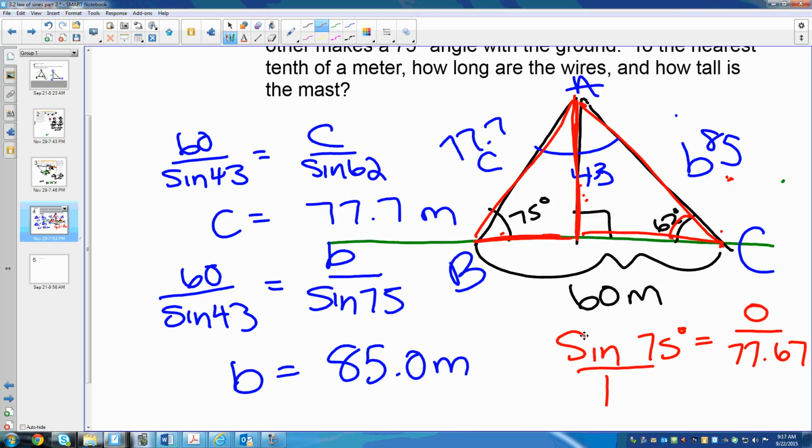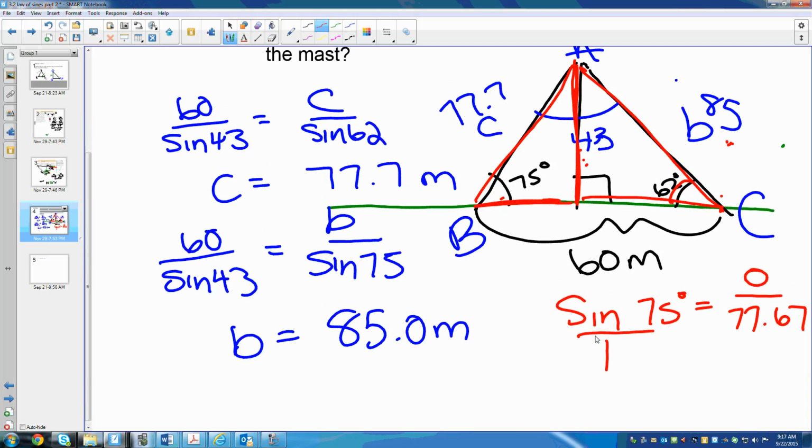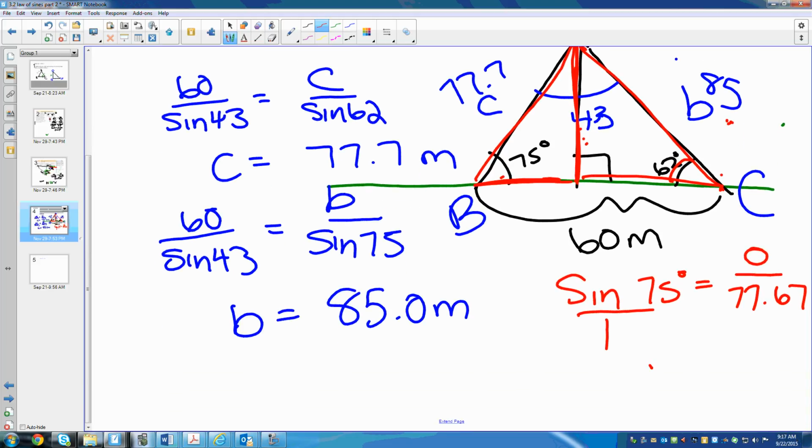If for some reason you found side B last, you could do it using the sine of 62, right? Is equal to the opposite over 84.9, blah, blah, blah. Right? Either way you guys do this, you should get the same answer. So the ones that are solving it on this side should get the same height as those solving it on the other side of the classroom using the opposite triangle, okay?